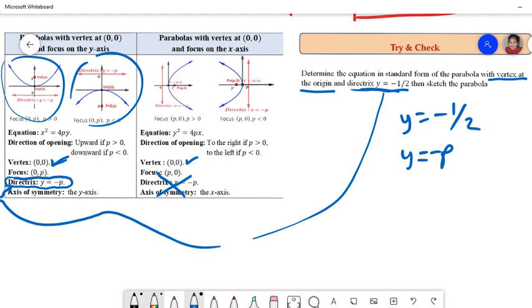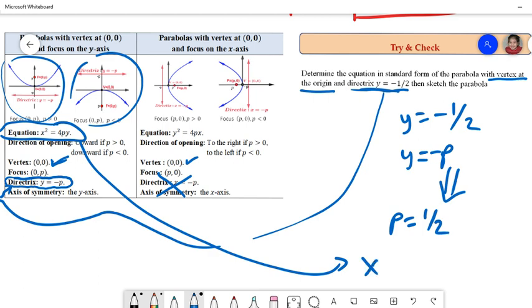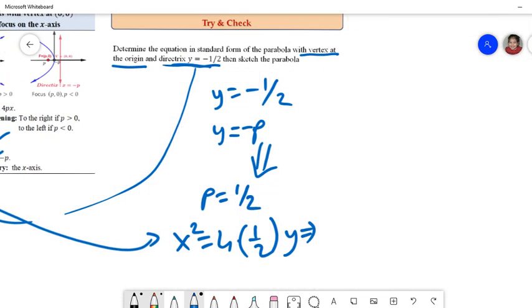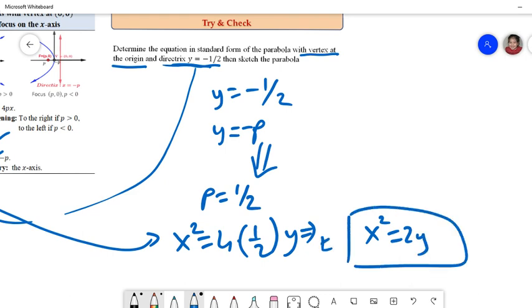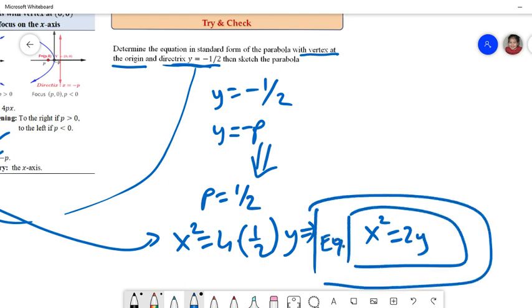So what can we say about p then? So p has to be 1/2. And the equation will be, you can directly say, x squared is equal to 4py, p is 1/2, so it has to be x squared is equal to 2y. So this will be the equation for sure.